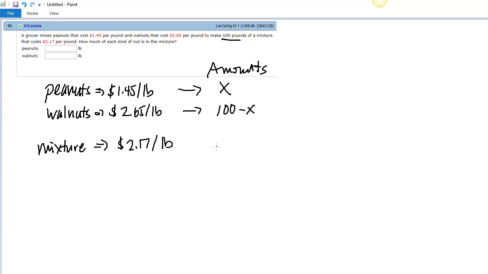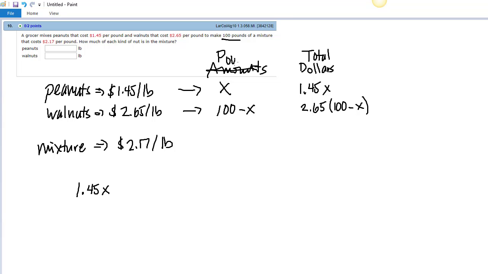Okay, so we know that if we take 1.45 times X, that'll be how many dollars of peanuts we had. All right, let's back up and think about this as I write that. So the total dollars would be 1.45x in this case. The total dollars of walnuts is 2.65 times 100 minus x, right? Taking my dollars per pound times my pounds, right? And maybe the better word instead of amount here is pounds.